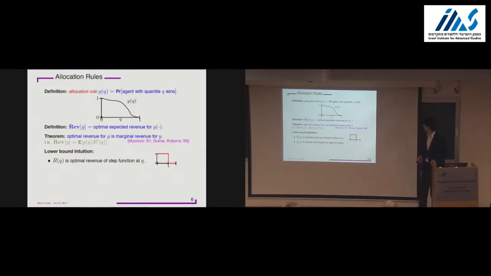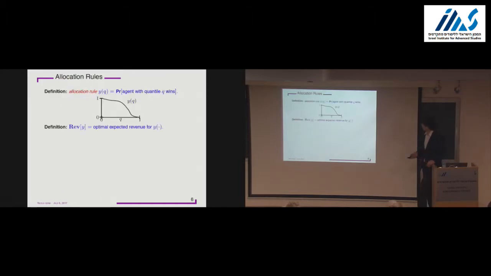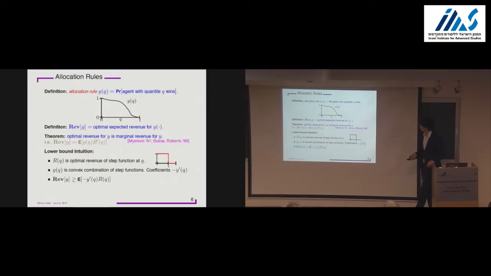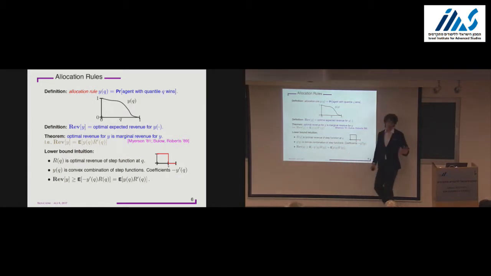So that comes from this picture. If I had to sell with some probability, I would rather mix over this price and this price than post this price. But what affects the marginal function? You're exactly right. So once I've written it this way, you don't have to even think about ironing. The revenue curve will automatically do the ironing for you. And so you don't have to think about it.